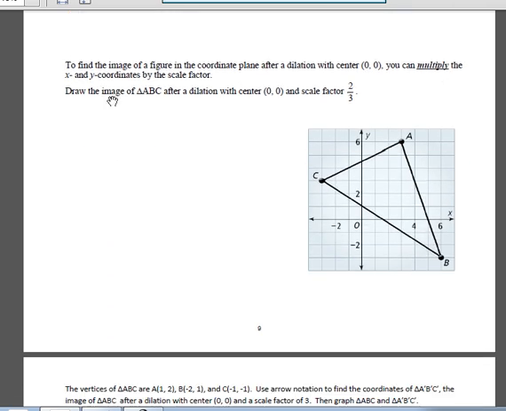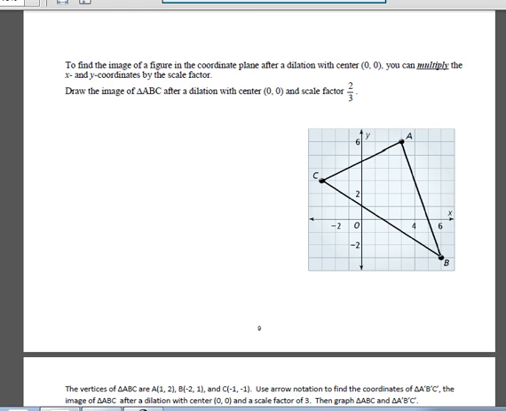To find the image of a figure in the coordinate plane after a dilation with a center 0, 0, so we're doing this through 0, 0, that usually you'll see, even though it doesn't change what we do, you can multiply the x and y coordinates by the scale factor. So draw the image of triangle ABC after a dilation with a center 0, 0 and a scale factor of 2/3. Alright, so what are we doing here?